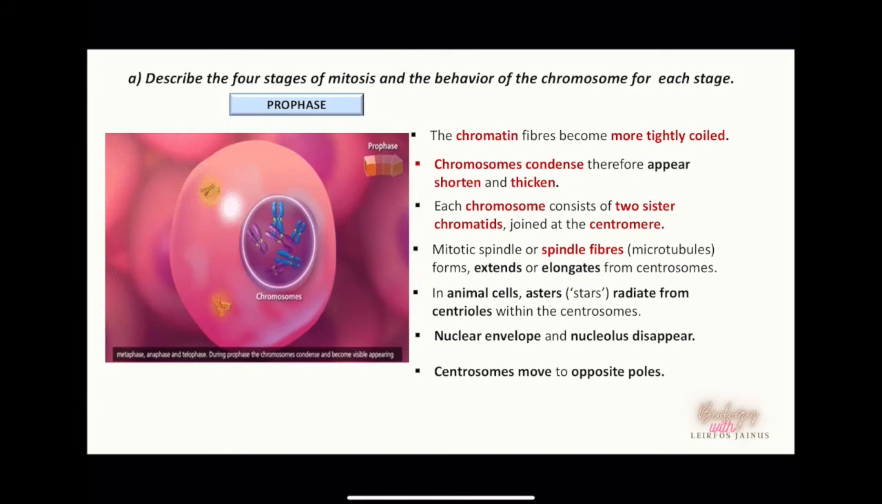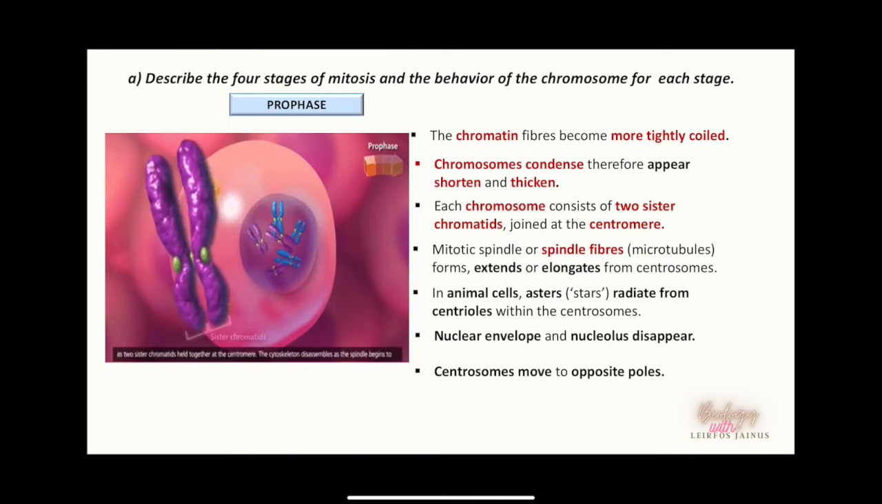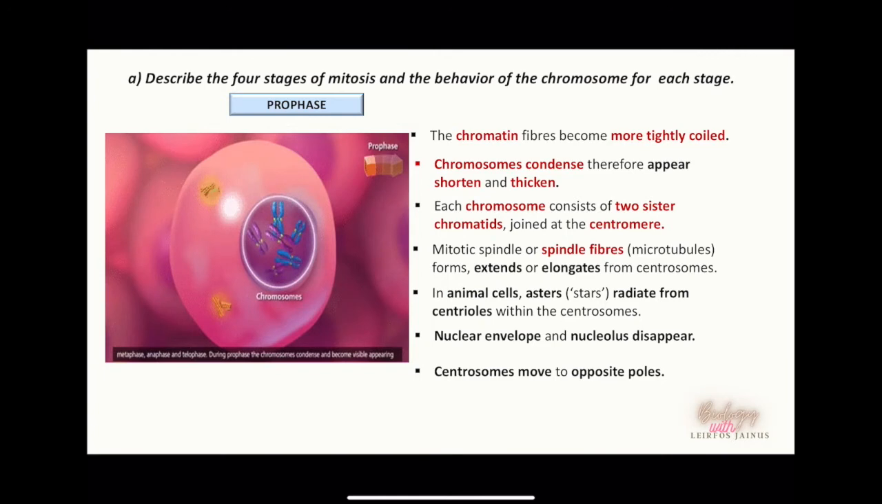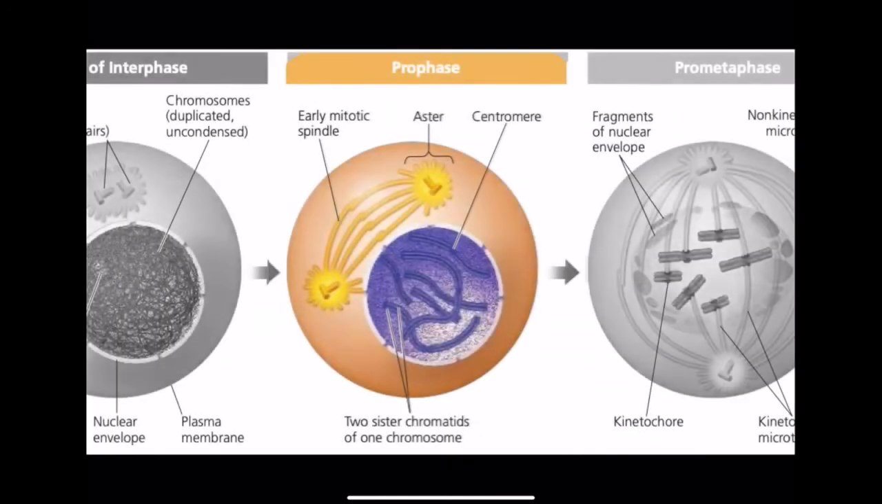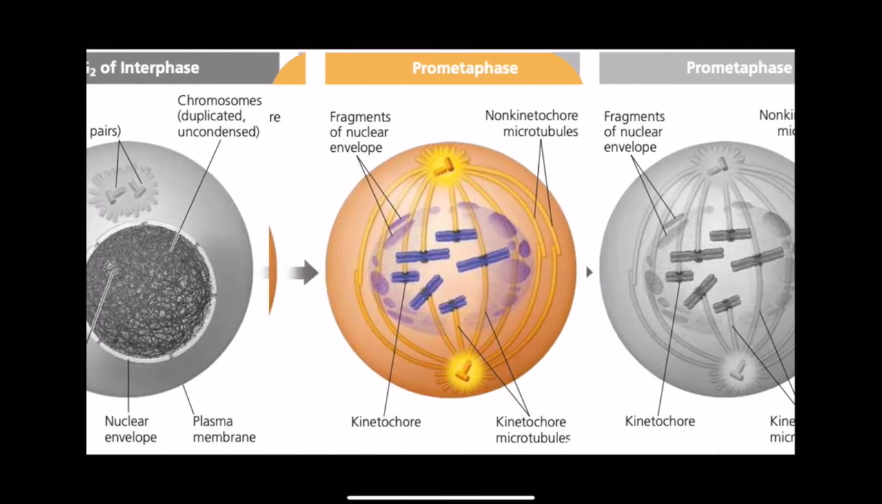Mitotic spindle or spindle fibers form or extend or elongate from the centrosome. In animal cells, aster will radiate from centrioles within the centrosome. The nuclear envelope and nucleolus disappear, and the centrosome moves to the opposite poles. The next stage is prometaphase.